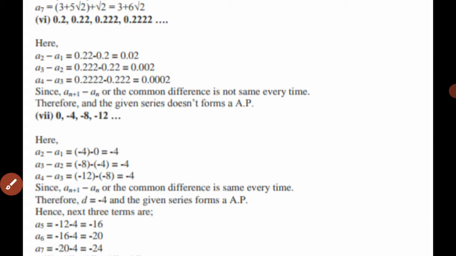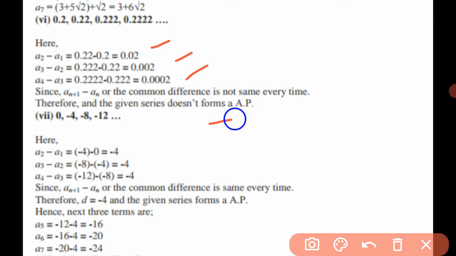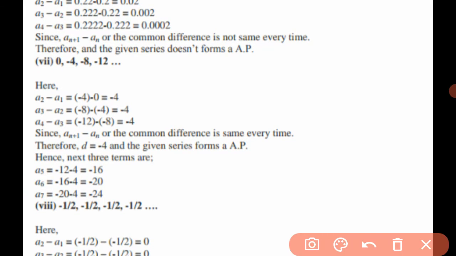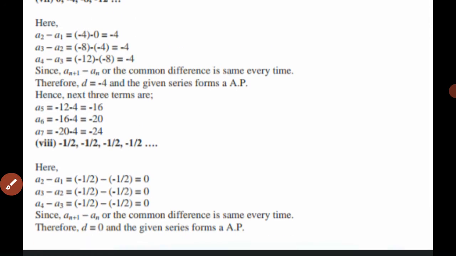Now the fourth part is also the same, so you can try this fourth part also, but in the fourth part the common difference is not the same, so it is not in AP. Now see the sixth and seventh parts. In the seventh part we have 0, minus 4, minus 8 and minus 12. Here a2 minus a1 is minus 4, a3 minus a2 is minus 4 and a4 minus a3 is also minus 4. So it is in AP. If it is in AP then we can find a5, a6 and a7 also.